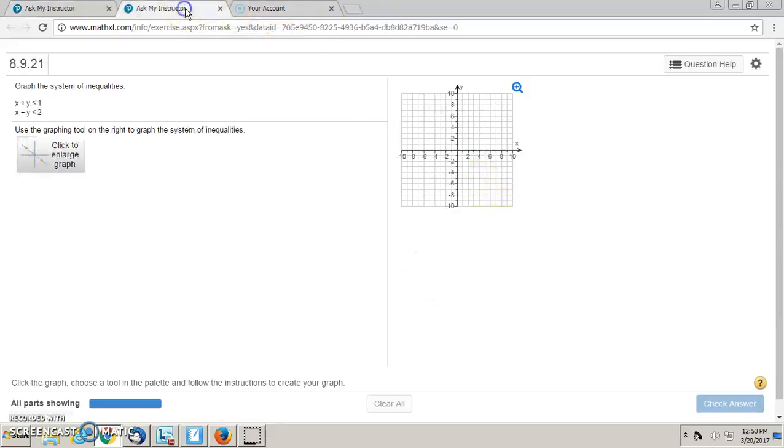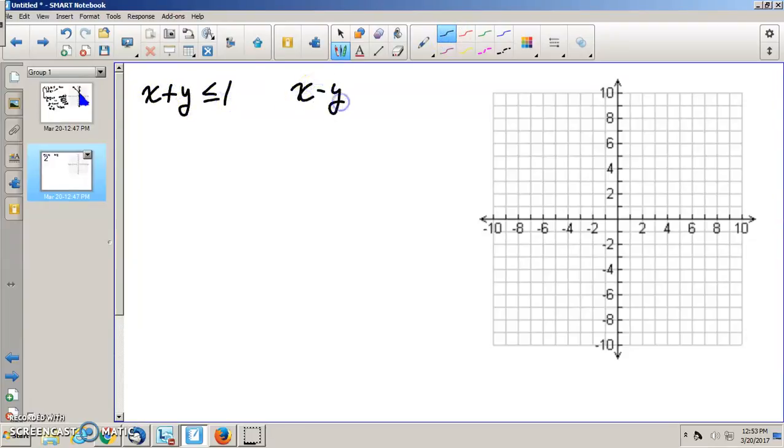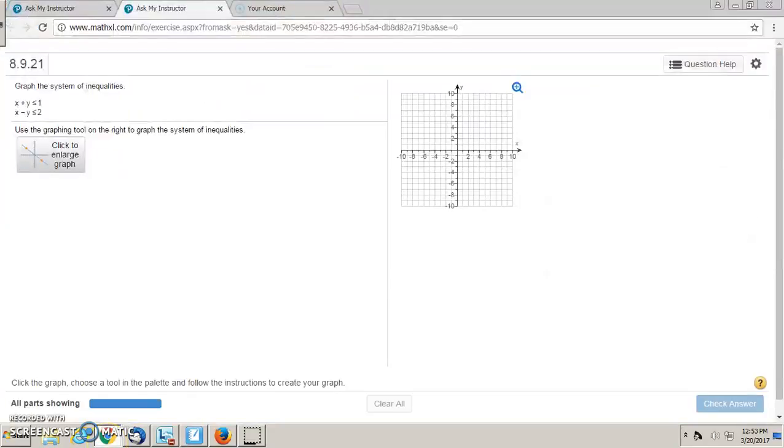All right. Let's look at another one here. We have x plus y is less than or equal to 1, and x minus y less than or equal to 2.